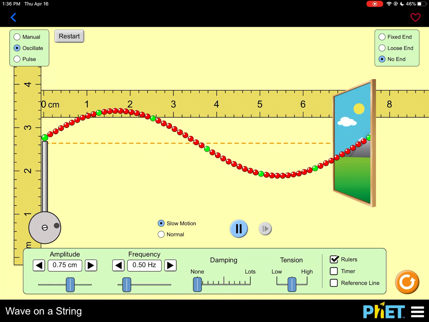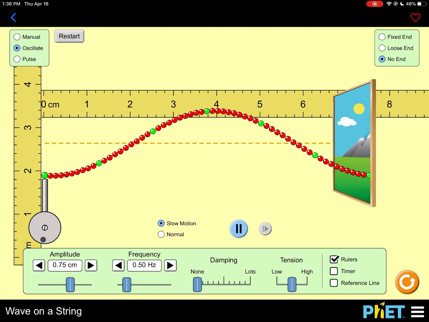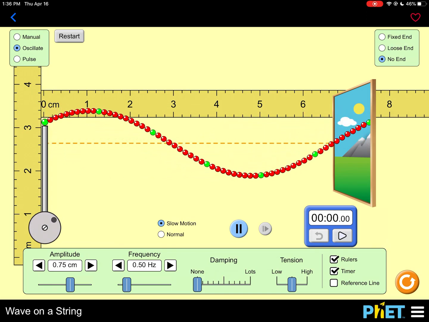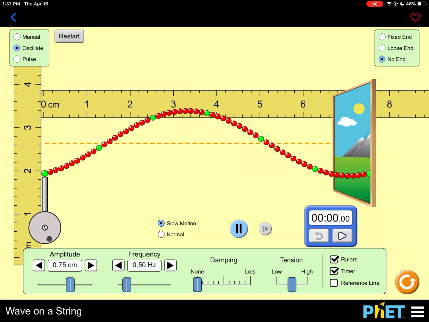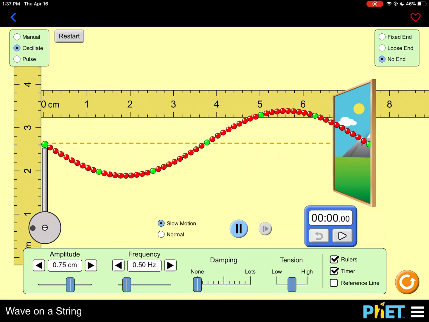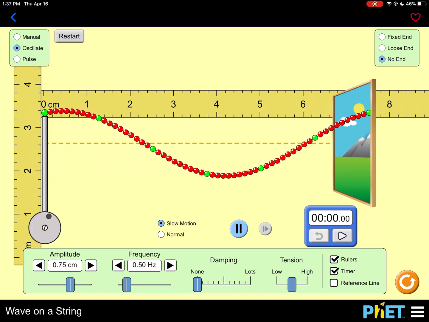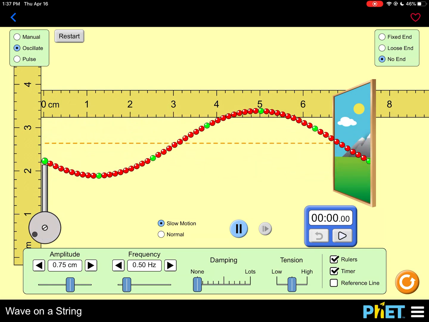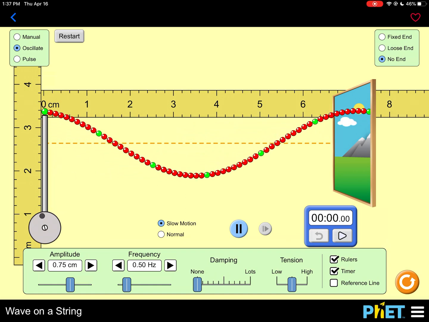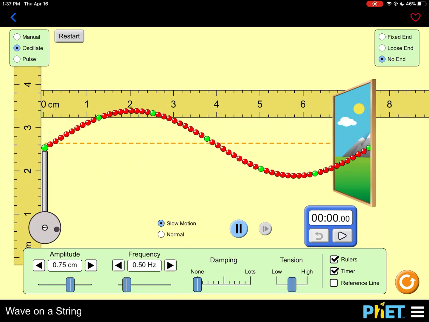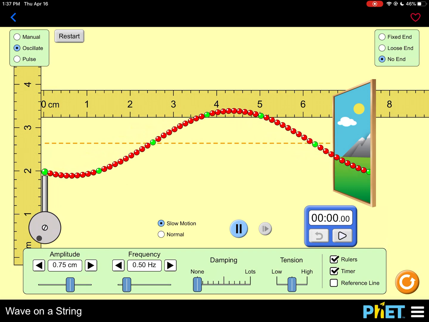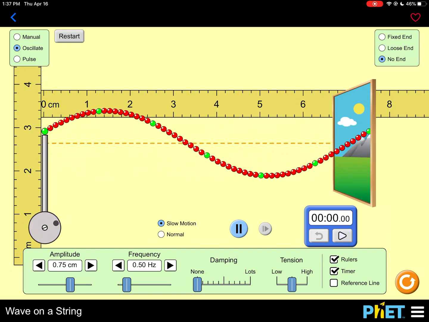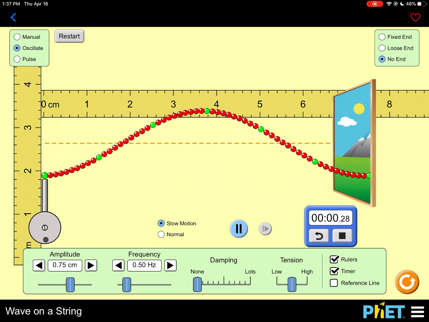Let's let that go. If you toggle on the timer in the lower right there, that timer now is going to time. You could also use a timer on your phone if you wanted to. All you need is a timer, but there's one built into this. So when I start that timer, I am going to count how many times the oscillator, the green bead on the left, reaches a crest. That's going to give me 1 cycle. I'm going to count how many times that happens in 10 seconds. So I'm going to start my timer right now.